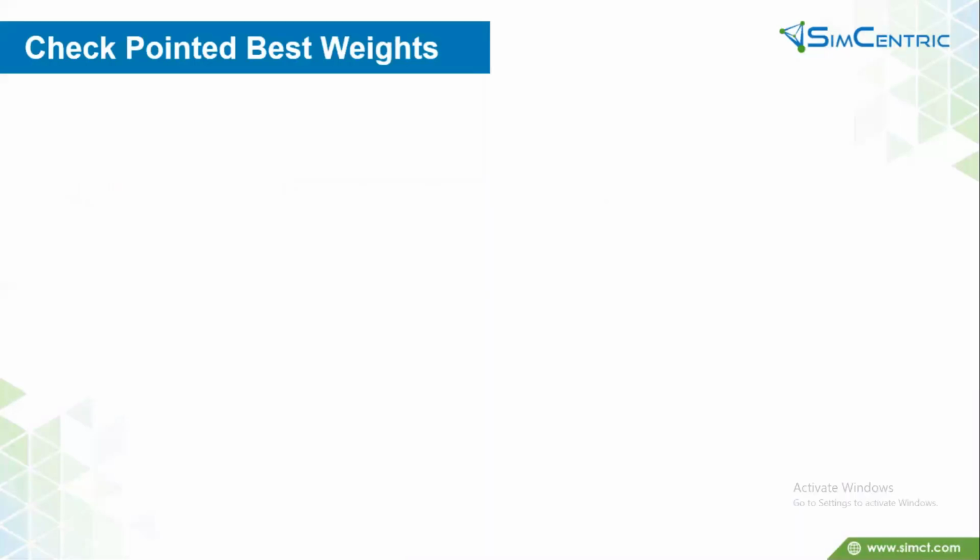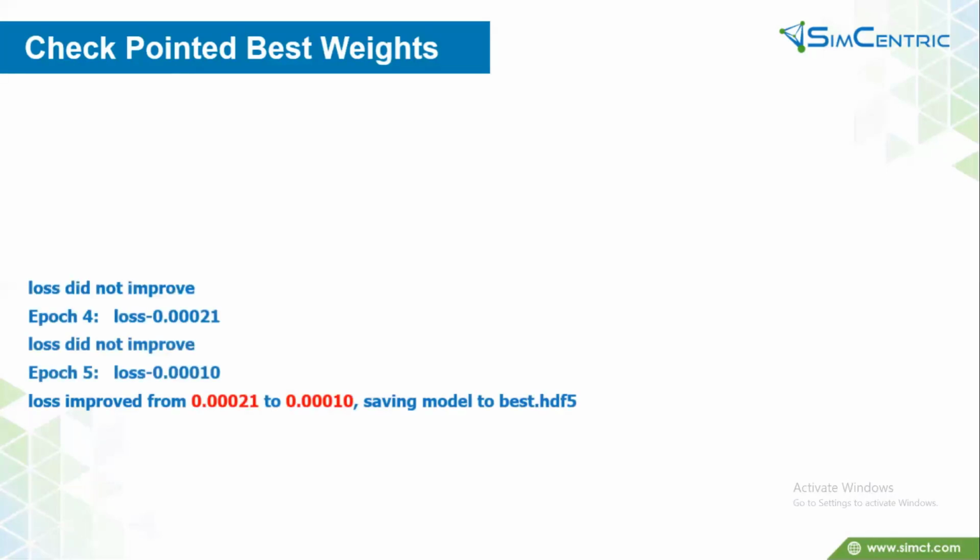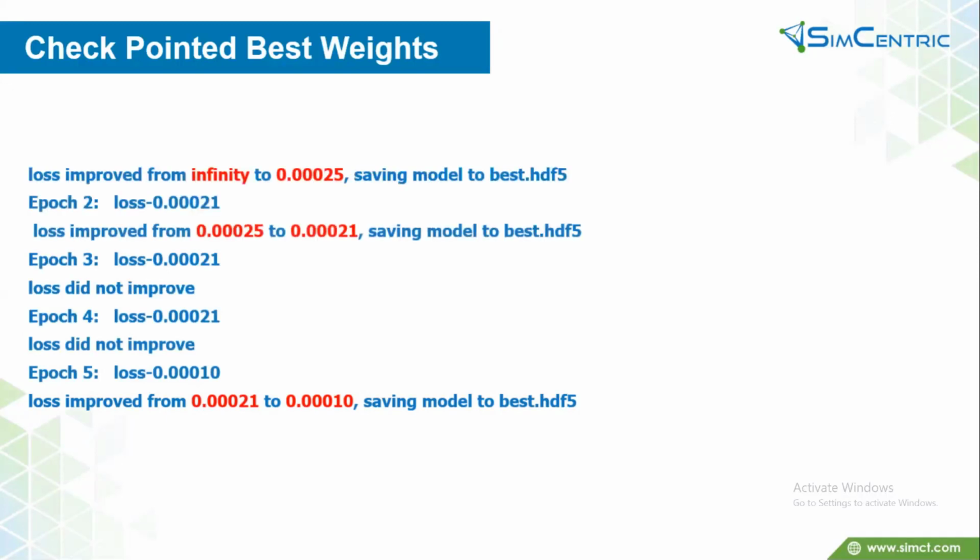Here I'm going to describe how the checkpointed best weights algorithm works when the training phase is happening. We are going to consider 5 epochs in this example. Before training a model, the loss value is infinity, because we haven't trained the model and so it has not improved. After epoch 1, you can see the loss value is 0.00025. So the loss value has improved from infinity to this value after the first epoch.